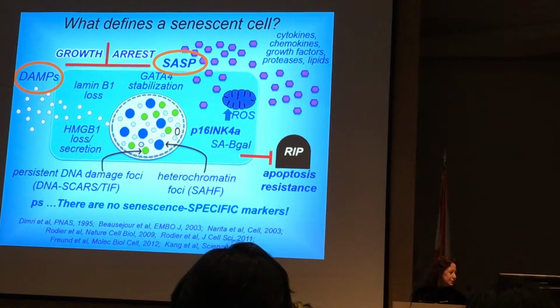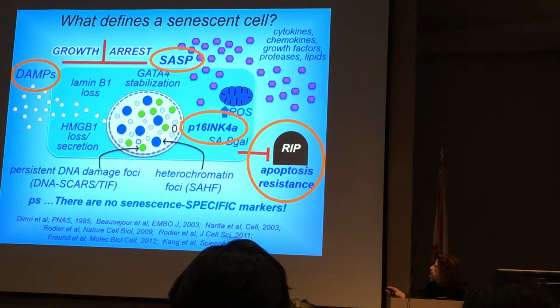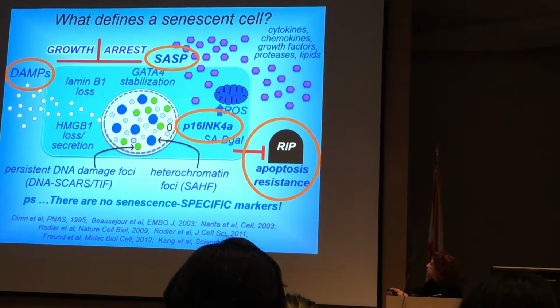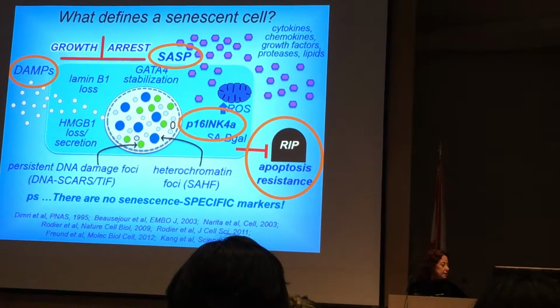The other thing, of course, is the expression of p16, which is the basis for our transgenic mouse models, and the fact that the cells resist dying.